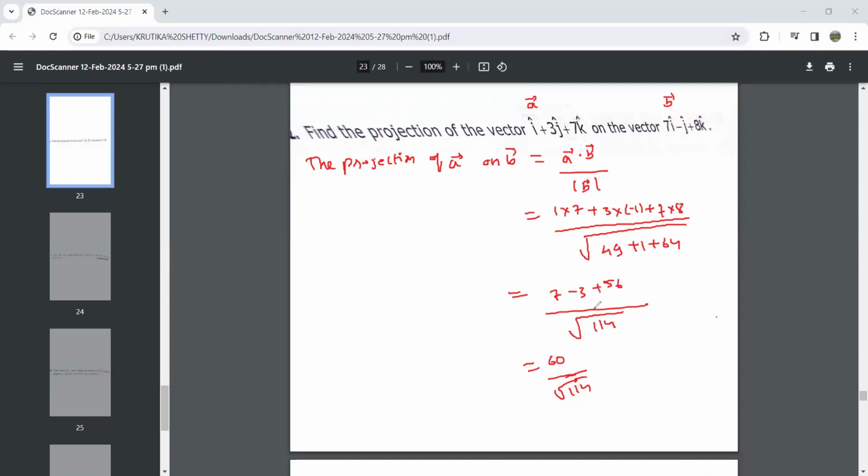So this is the projection of vector A on vector B. Such examples have been asked repeatedly, so practice this example of projection of vector.